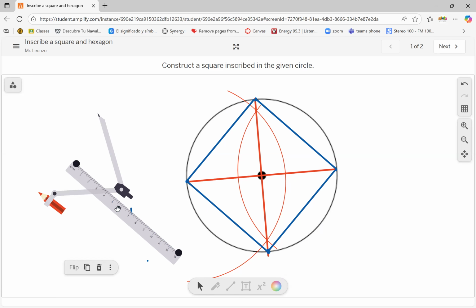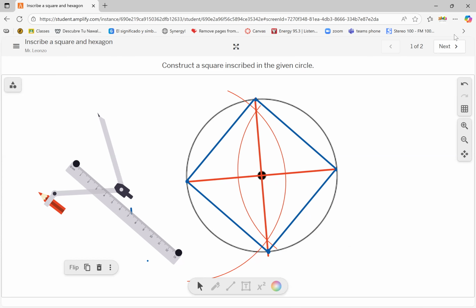I happen to have a square in the corners. The vertices of the corners are on the circle. So that's what we call a square inscribed in the given circle. Pretty cool. Now 17 says construct a regular hexagon.